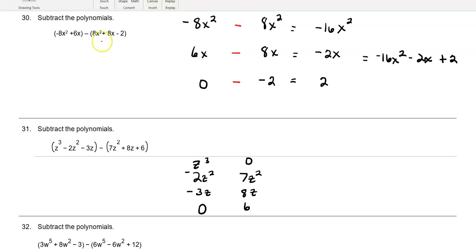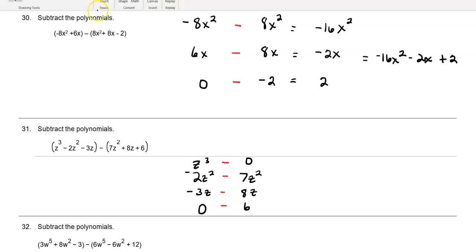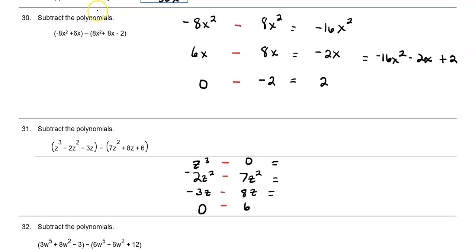So this is another subtraction question, so we're subtracting our like terms. So I'll place subtraction signs, and we can go ahead and combine our like terms. So z to the third minus 0, of course, is simply just z to the third. Negative 2 minus 7 is a negative 9, and that's z squared, so negative 9z squared. Negative 3 minus 8 is a negative 11, and we have our z, which is our like term, so negative 11z. And 0 minus 6 is a negative 6. Leaving us with the final answer of z to the third minus 9z squared minus 11z minus 6.